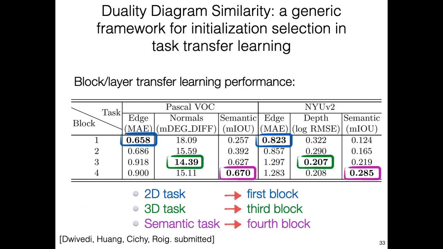So we take this pre-trained ResNet on ImageNet, and we branch out from these different blocks, either block 1, block 3, or block 4, to see what gives a better transfer learning performance in these two different data sets, Pascal VOC and NYU. And indeed, we find when we do fine-tuning, branching from all the different blocks, that what we found with this task similarity in the layers is what works best.